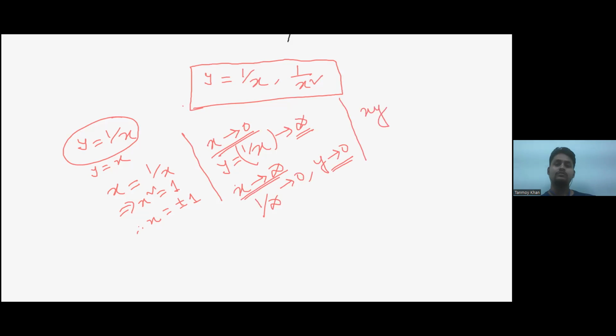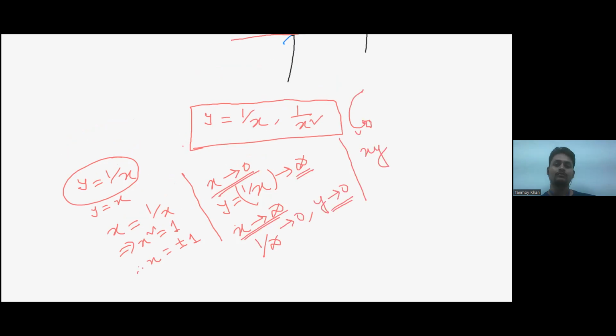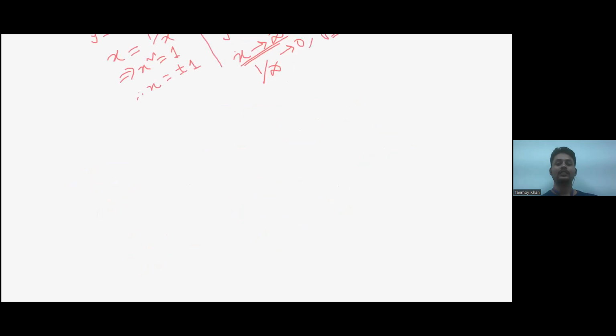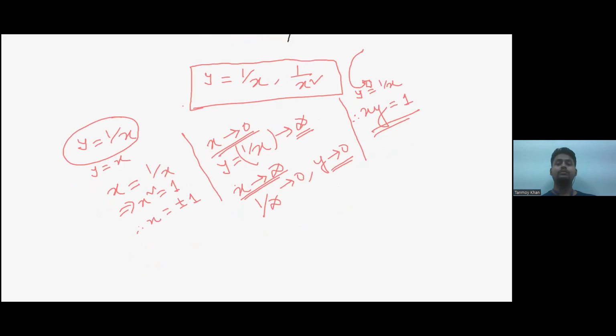Because y equals 1 by x, that means xy equals 1. So xy is constant. Last time also I told something like that, that is PV equals constant. So if you draw PV versus P, it will always be like this. There will be no change. But if you want to plot this, so let me go to that.